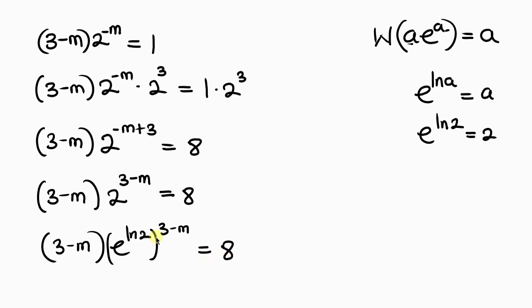Now, we're going to be applying indices here. Remember, this is an exponent and this is also an exponent. Powers multiply. So when this power multiplies this, we have 3 minus m times e to the ln 2 times 3 minus m, which is 3 minus m times e to the (3 minus m) ln 2. That is it. And this is equal to 8. Now notice that the term here and the term here is affected.